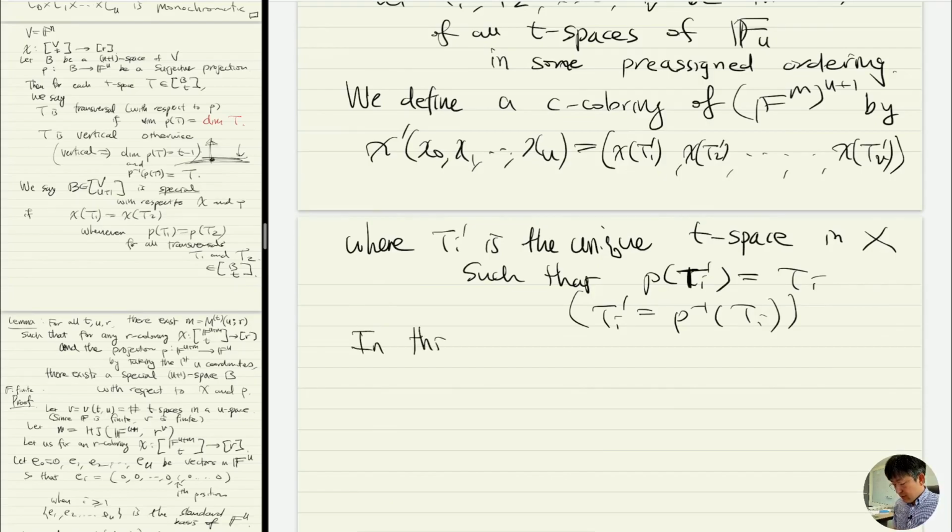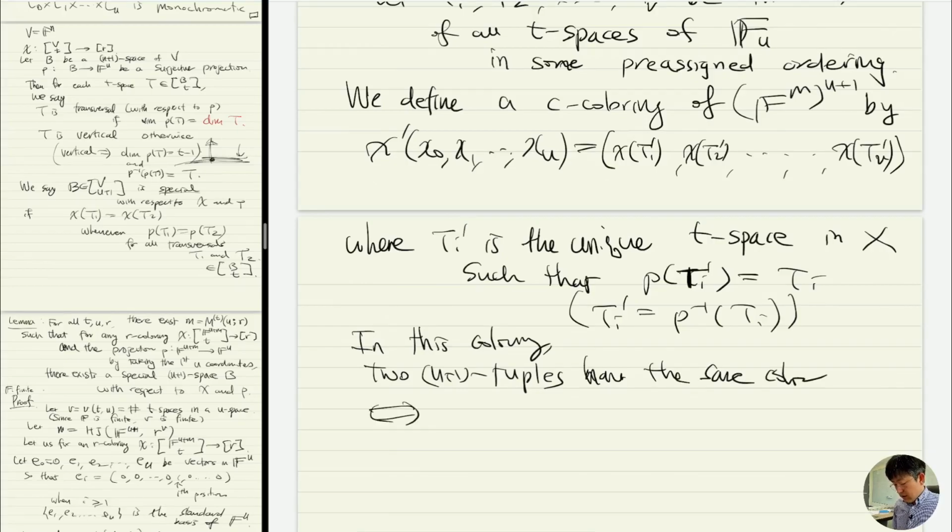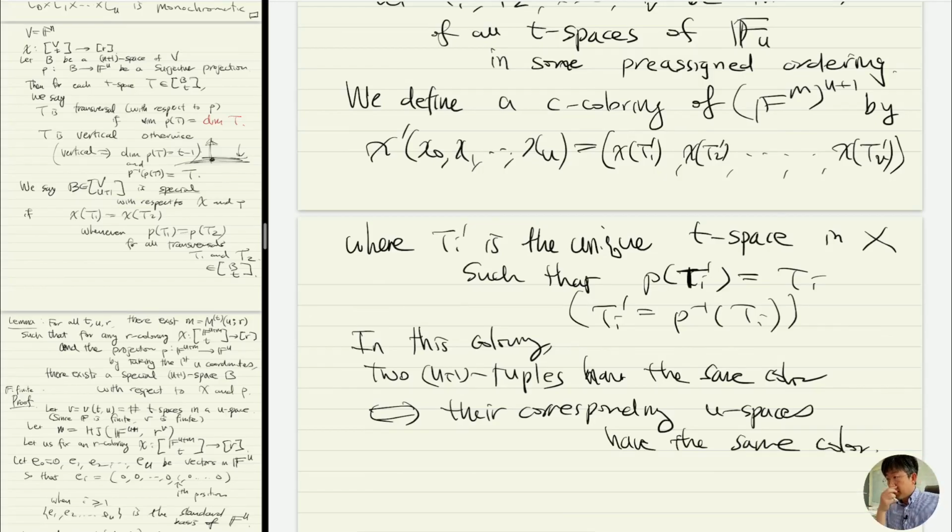So in this coloring, if two U plus 1 tuples have the same color, then their corresponding T spaces have the same color.